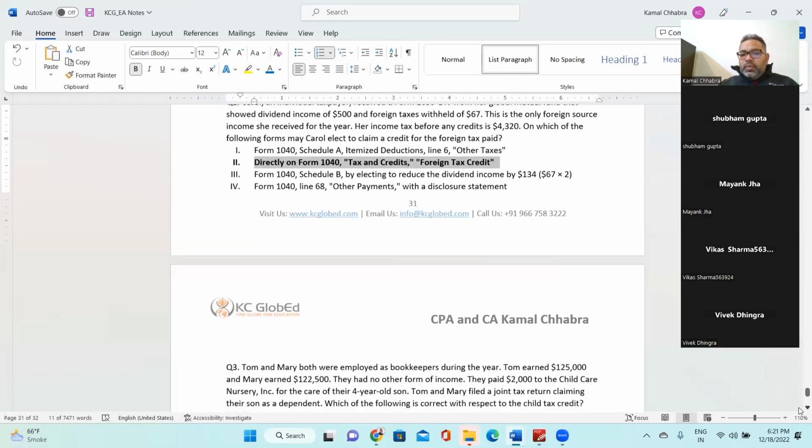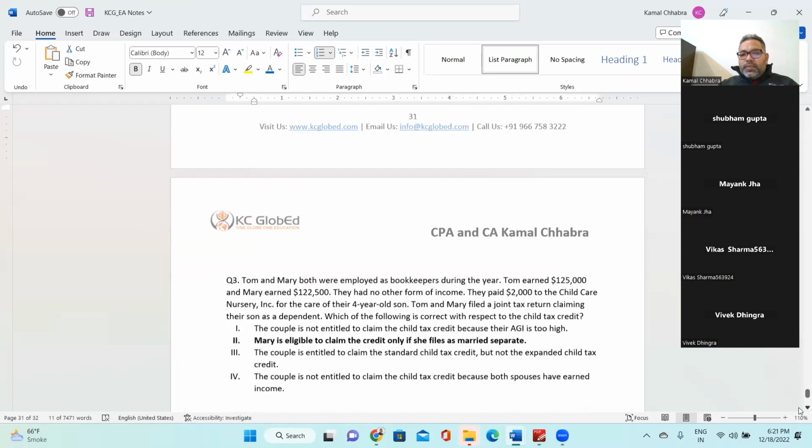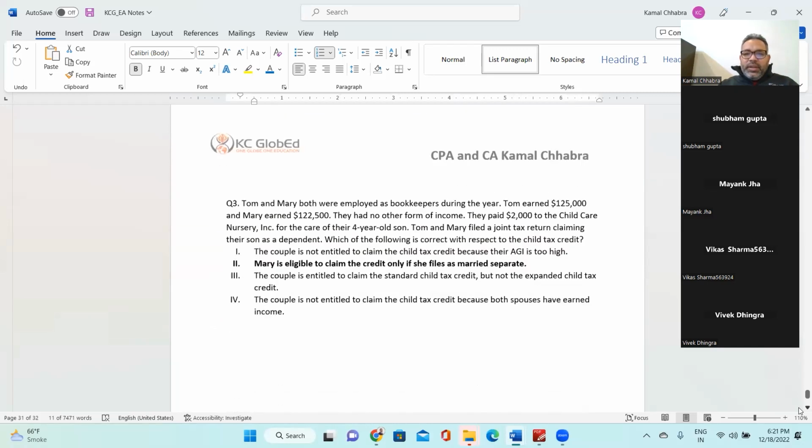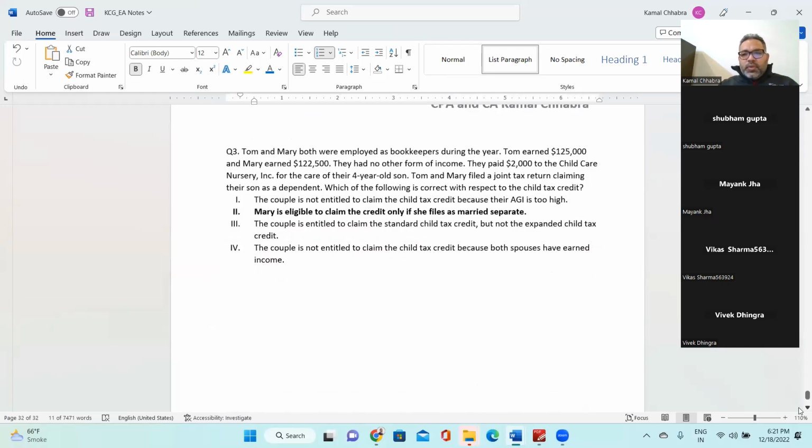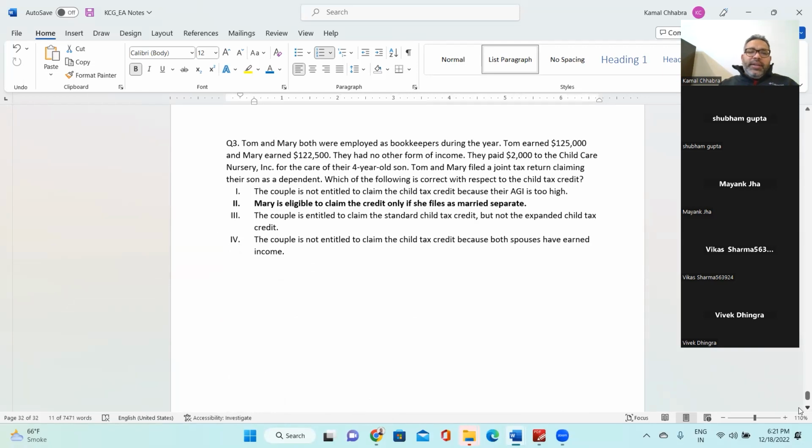You need to regularly look at form 1040 to make yourself familiar with it, because most of the questions come from form 1040 in individual taxation, right? So, last question of the day.